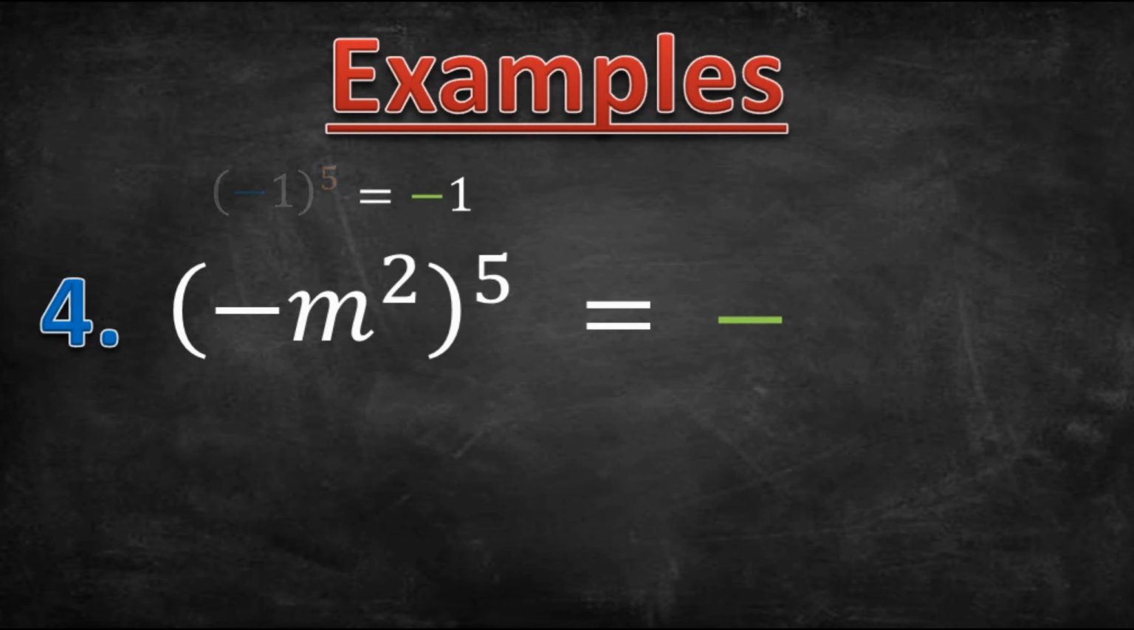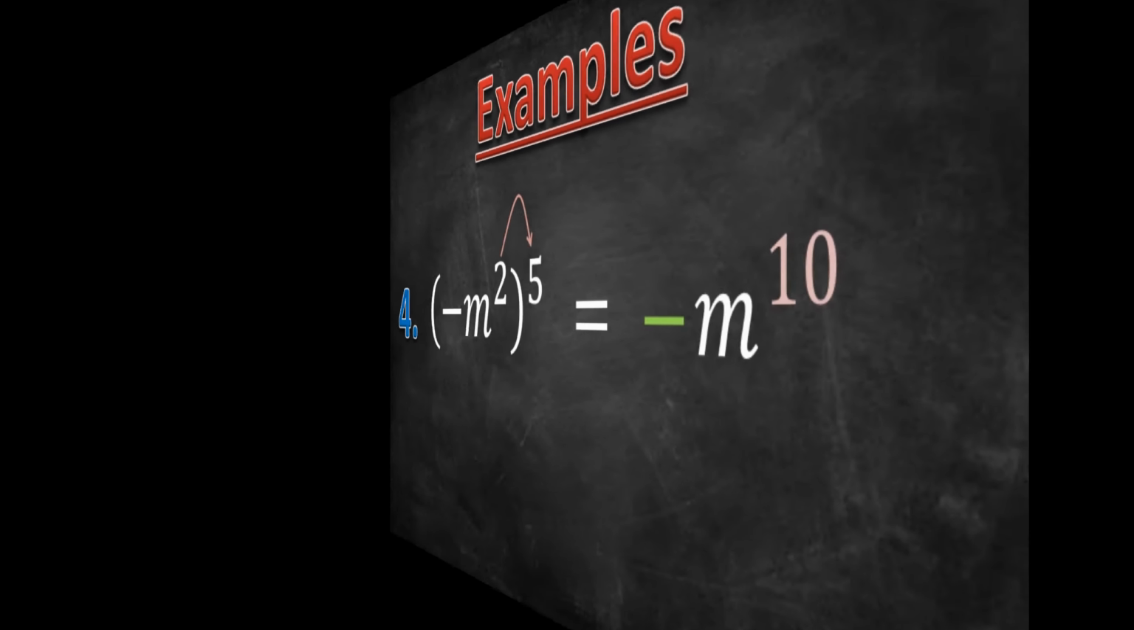Now we can deal with the m squared. We multiply the power of m by the power outside the brackets, so we get m to the power of 10. So our answer then is negative m to the power 10.